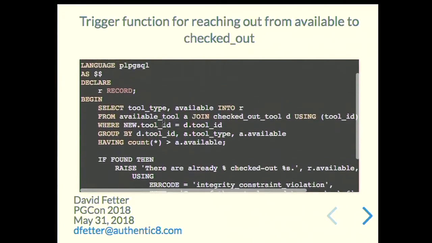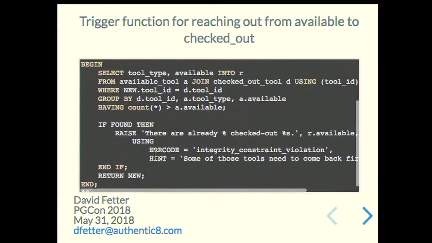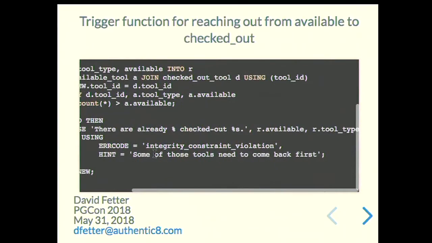So basically, again, we select some stuff from a place that violates the constraint. If we find something, we talk a little bit about, you know.